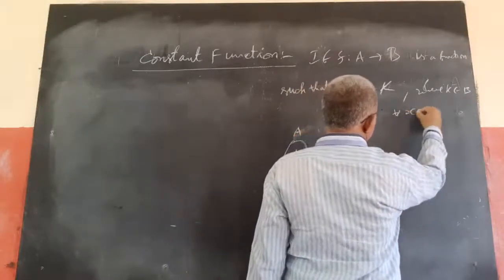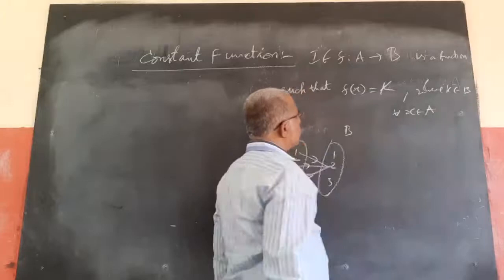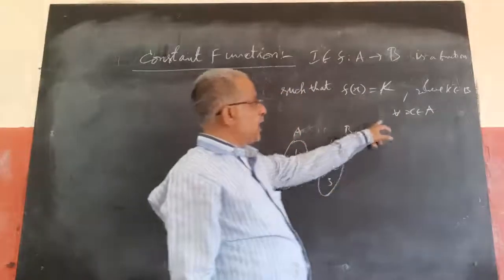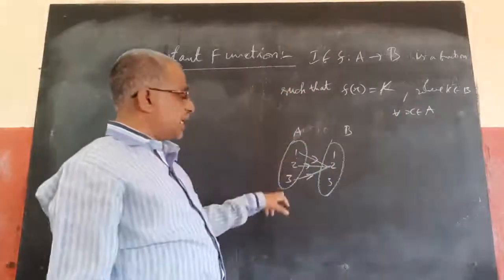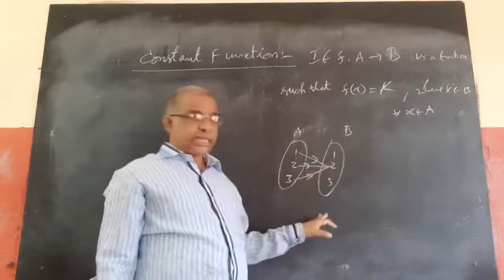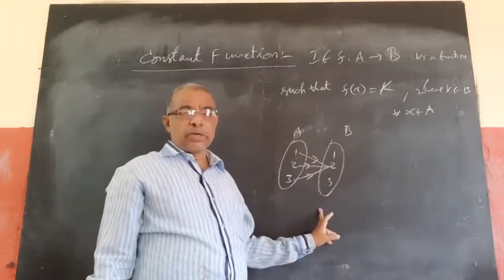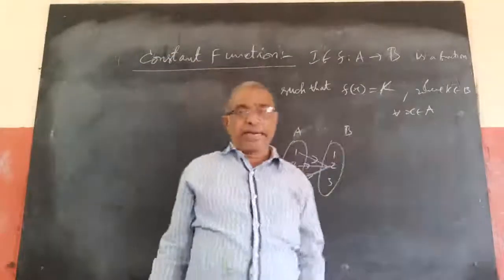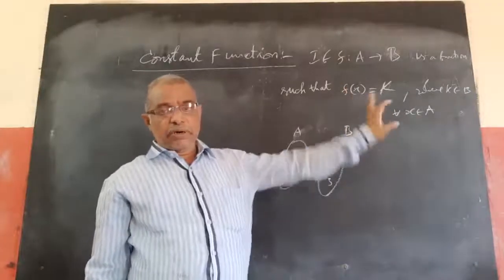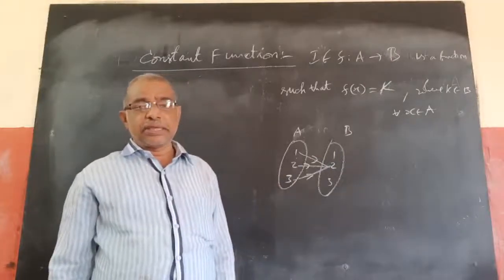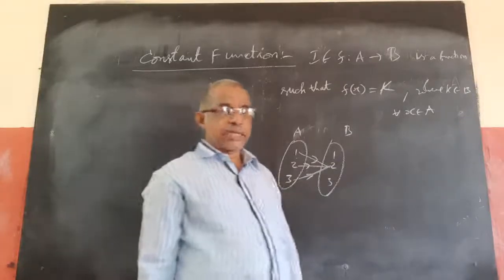For every x belongs to A, where k belongs to B, f of x equal to k, then it is called a constant function. If A is containing, for example, 3 elements and B is containing 3 elements, but all the elements are mapped to 2 only, or all to 3 only, means all are mapped to one fixed element, then it is called a constant function. For every x belongs to A, f of x equal to k, then f is said to be a constant function.